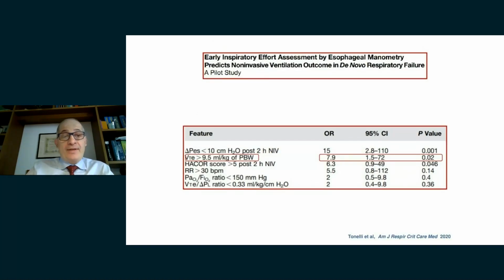Similar data were recently found by another group, in similar patients with severe respiratory failure. Patients who received invasive mechanical ventilation, so who got worse, presented a significantly higher tidal volume, and the odds ratio of receiving invasive mechanical ventilation in patients who presented very high tidal volume was very high, around 80.